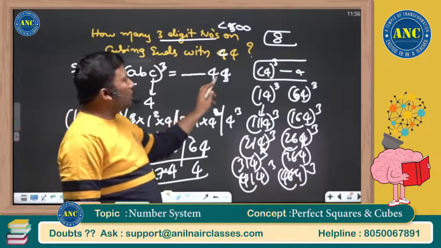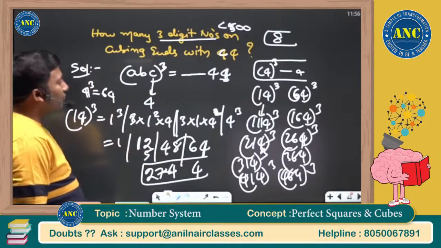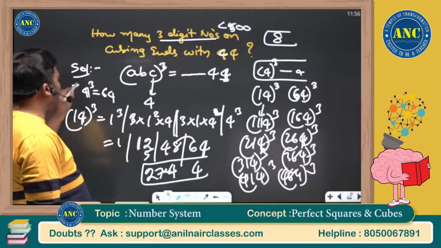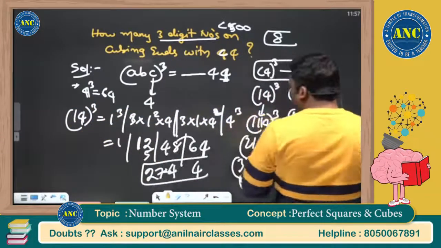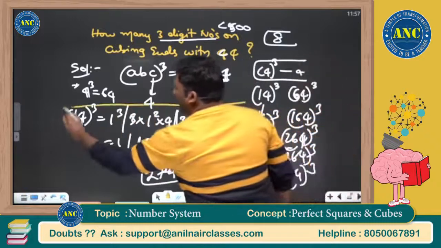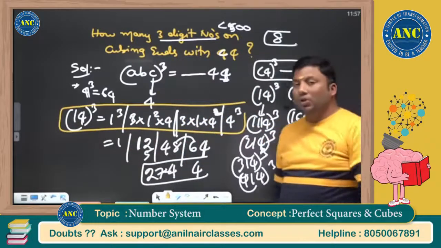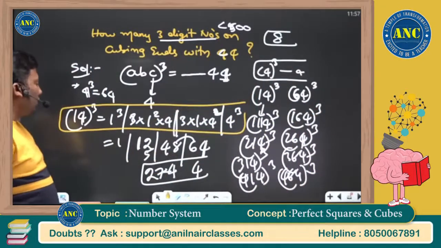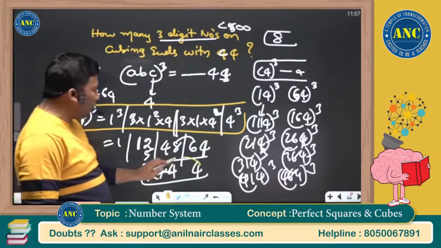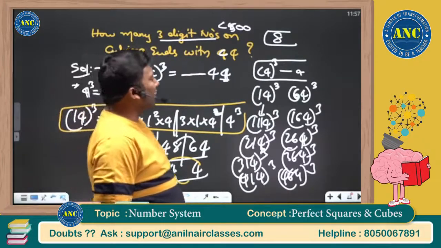ABC whole cube is nothing but 44. Which number on cubing will give me 4 at the end? 4 cube is 64. Then I did 14 cube. Just to solve the problems easily, that is the reason I did a plus b whole cube. A plus b whole cube is a cube, 3a square b, 3ab square, and b cube. So 14 cube I got 2744. I need 44 at the end.